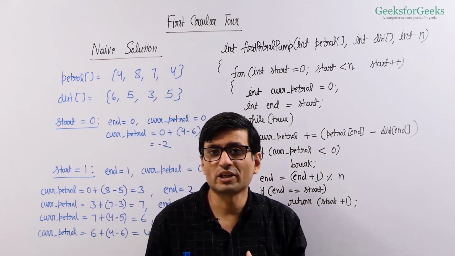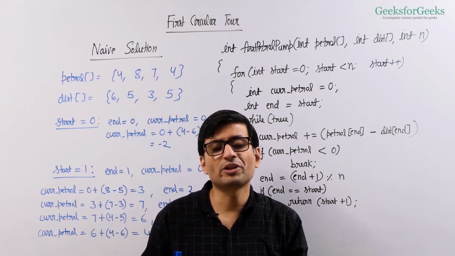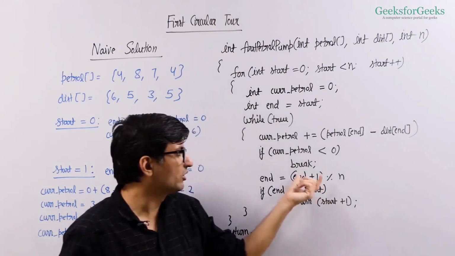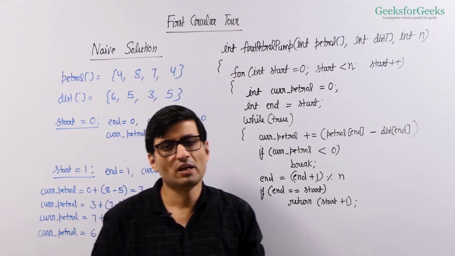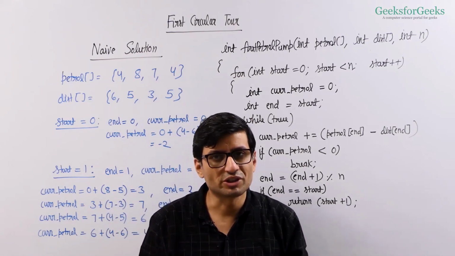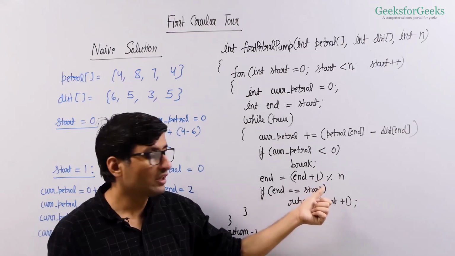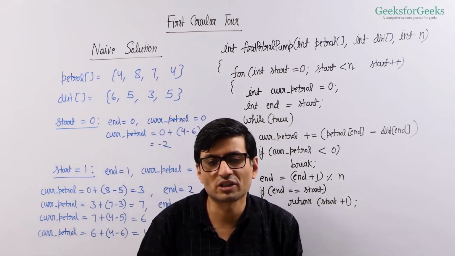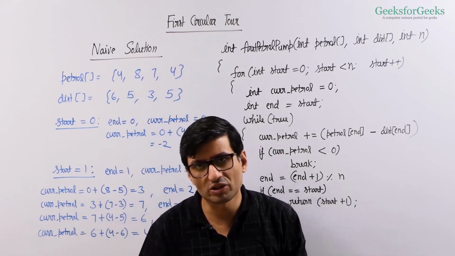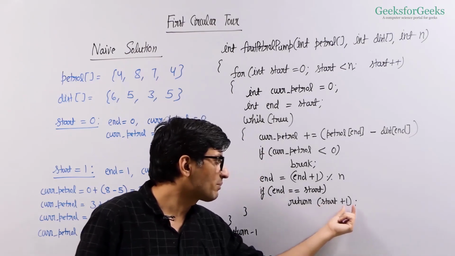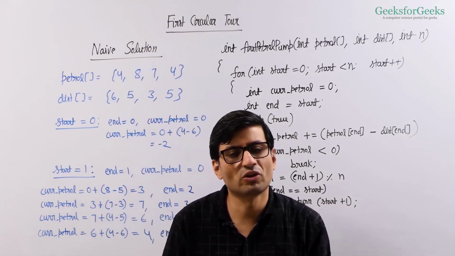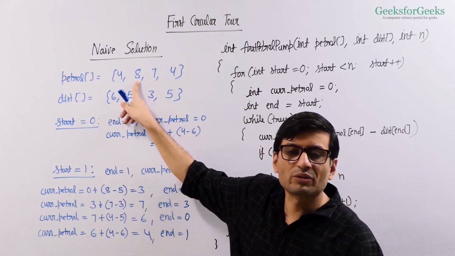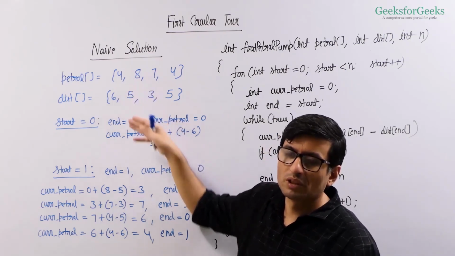And if current petrol becomes negative at any point, then you can't reach the next point. In that case, your current start cannot be the answer. So we break the loop and we try the next start. And if it is not negative, if it is greater than or equal to 0, then we keep on moving ahead. And while moving ahead, if our end reaches the start again, if we come back to the current starting point, then we have made the circular tour. So we return start + 1. Why +1? Because we want to return the position, not the index. For example, in this array, our start is 1 here, but we are going to return 2 because the position of this petrol pump is 2.